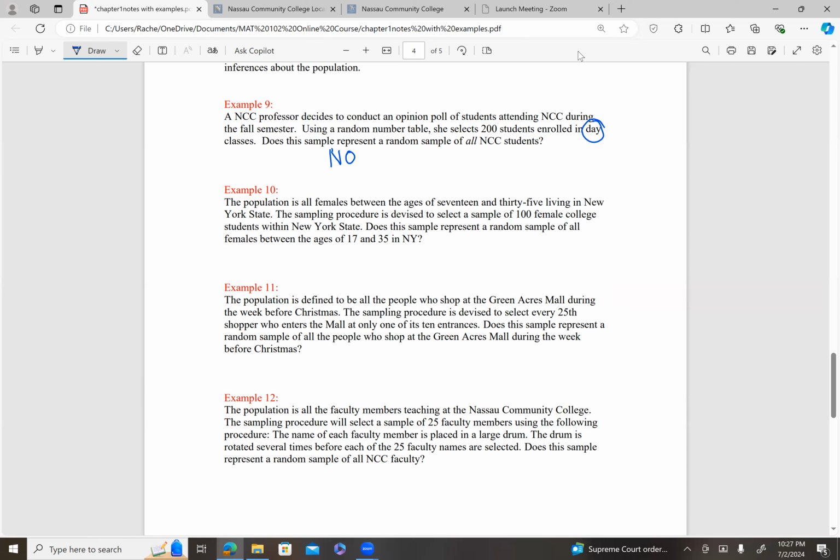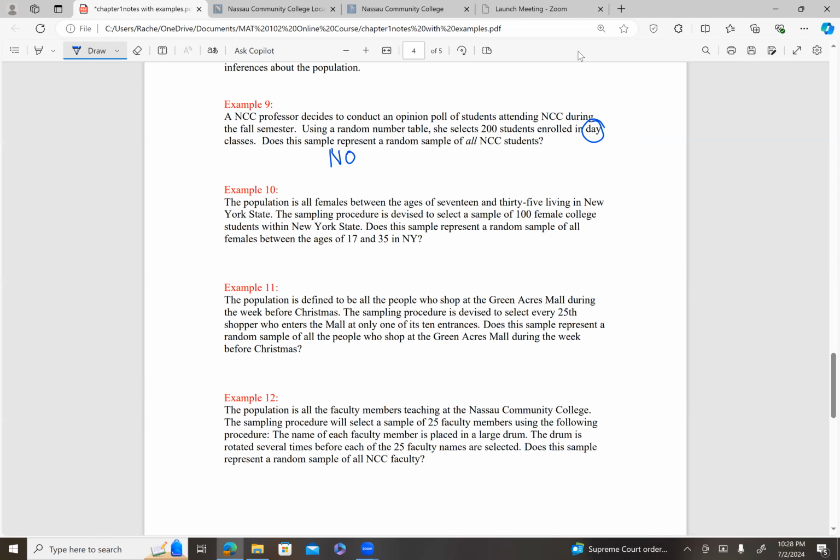So let's look at example 10. The population is all females between the ages of 17 and 35 living in New York State. The sampling procedure is devised to select a sample of 100 female college students within New York State. Does this sample represent a random sample of all females between the ages of 17 and 35 in New York? So remember, if we're going to take a sample, it has to have all the different characteristics of the population in the proportion that they're included in the population.